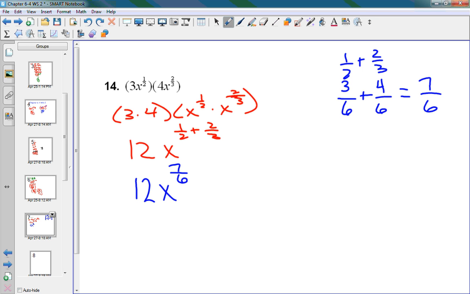How do you think you got the 7/6? 3 plus 4 is 7. What did I do to get it? I got a common denominator. What did I multiply 2 by to get 6? 3. 3 times 1 is 3. 3 times 2 is 6. 2 times 2 is 4.